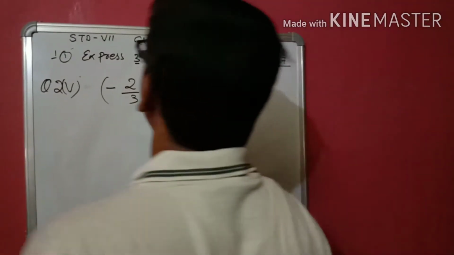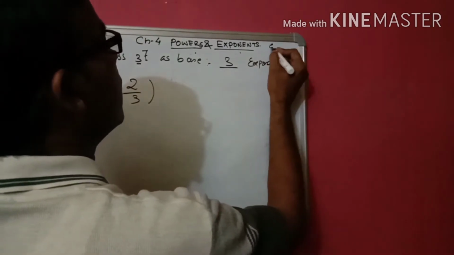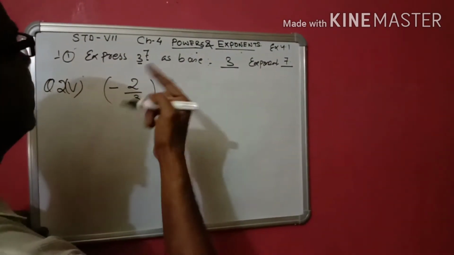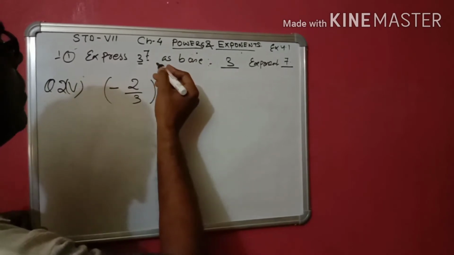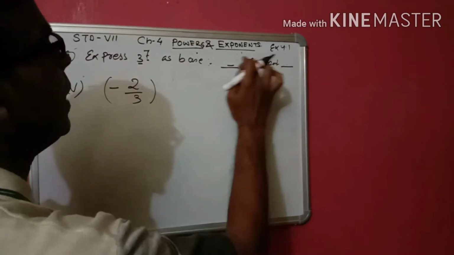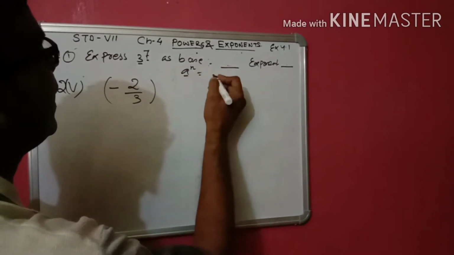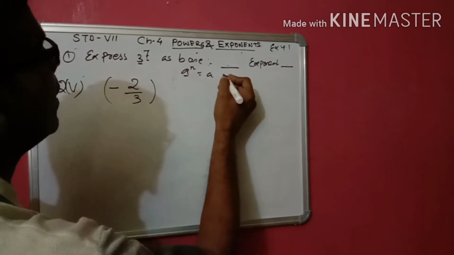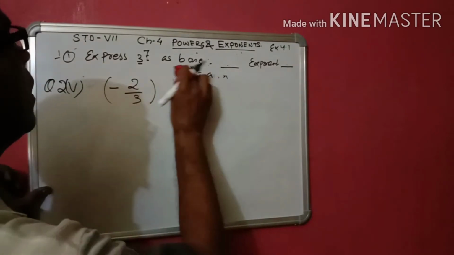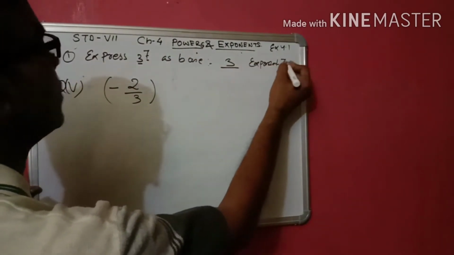Exercise 4.1. Here, question 1 is given as a fill in the blanks: 3 to the power 7, as the base and exponent. As we know, a to the power n, here a is your base and the exponent is n. So I can write the base as 3 and the exponent as 7.